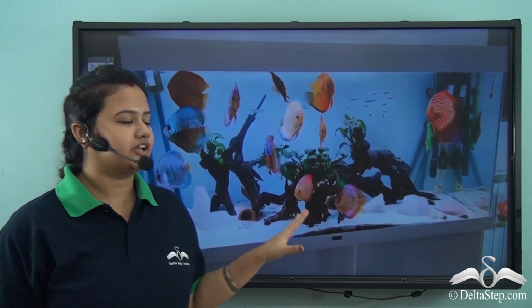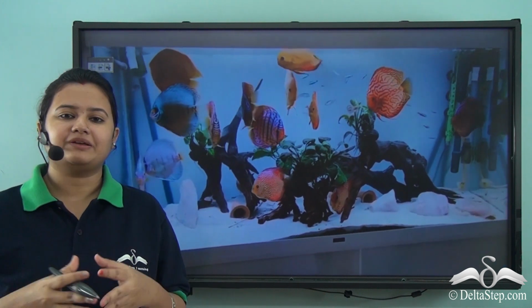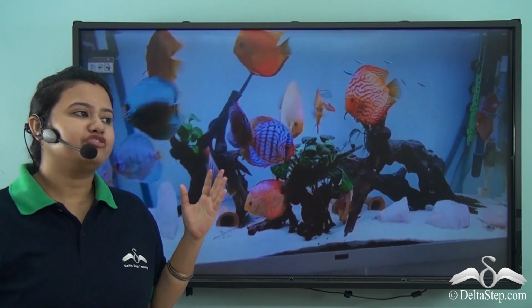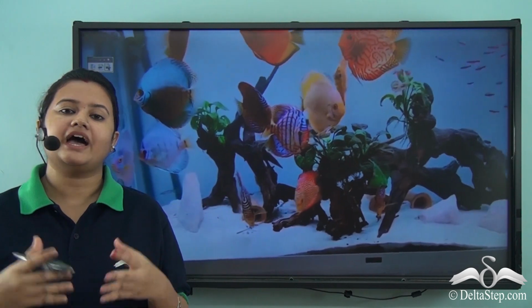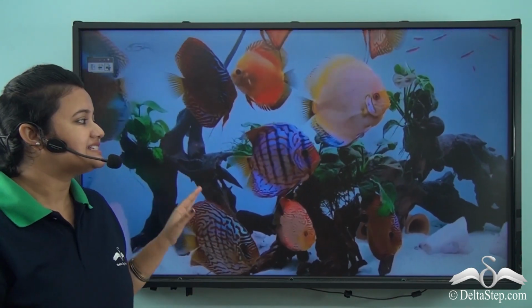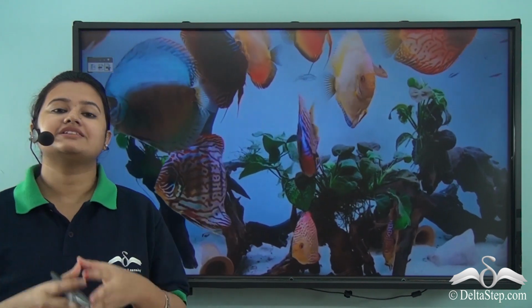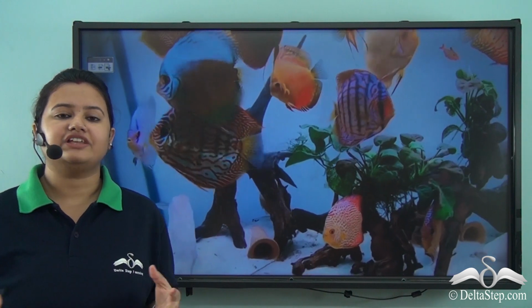This is a small aquarium that is kept at my home. I hope, just like me, most of you have fish tanks or aquariums at home. It is so fascinating to watch these tiny fishes swarming in the water. Now, an aquarium is a replica of life in the ocean.